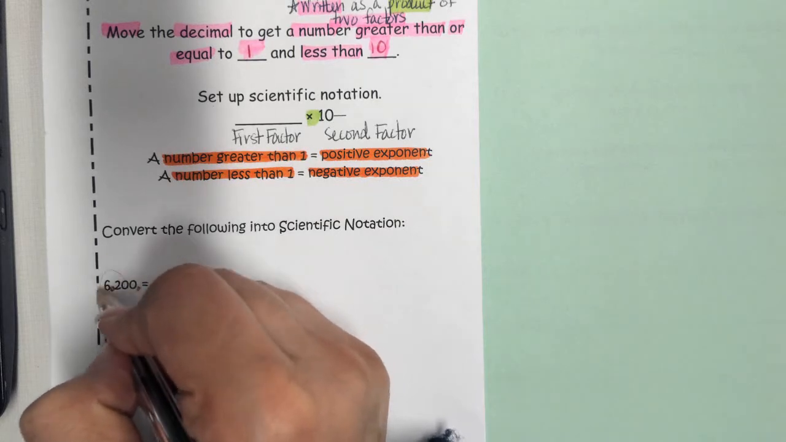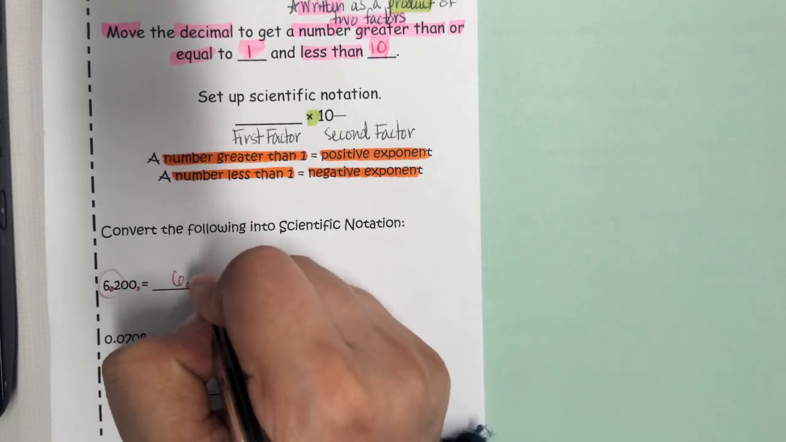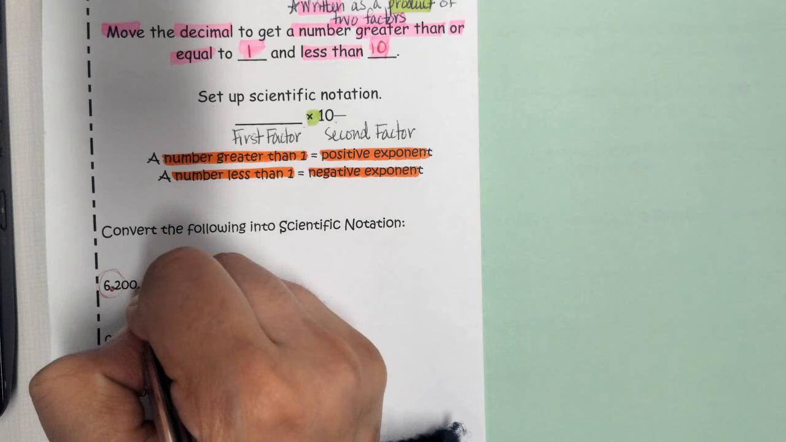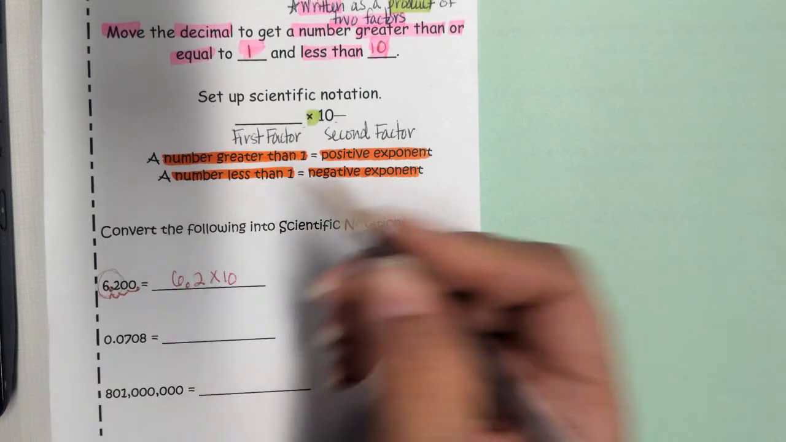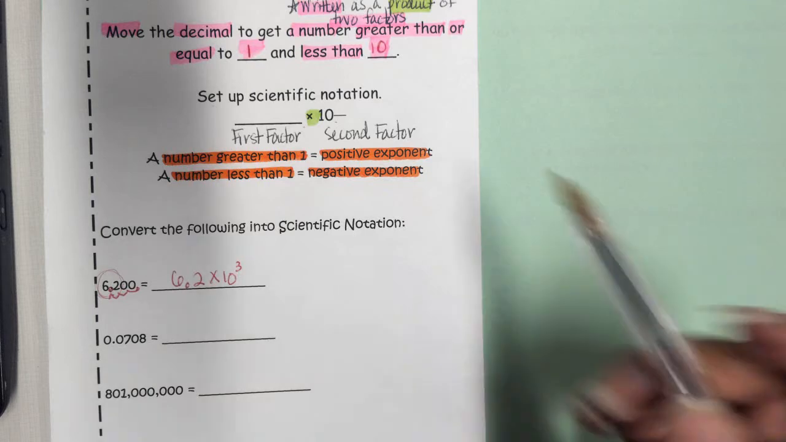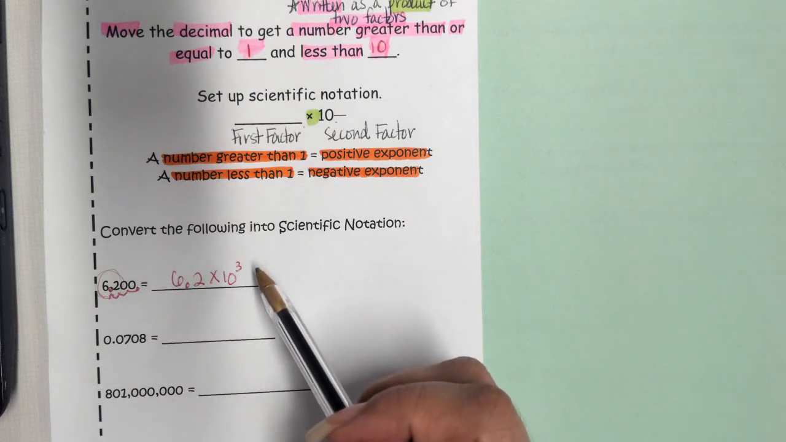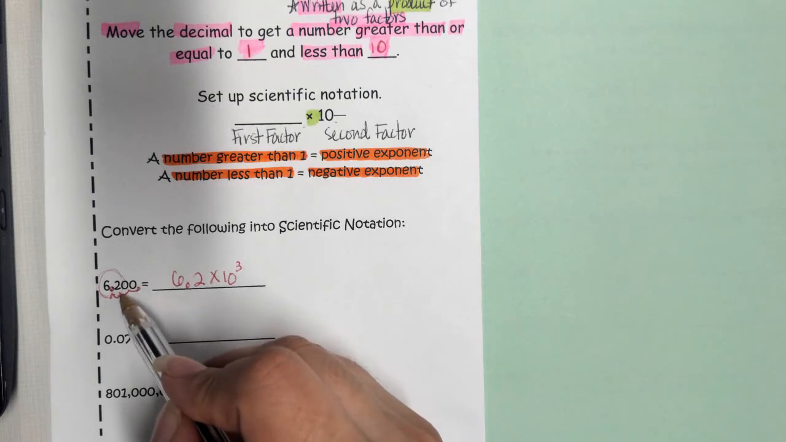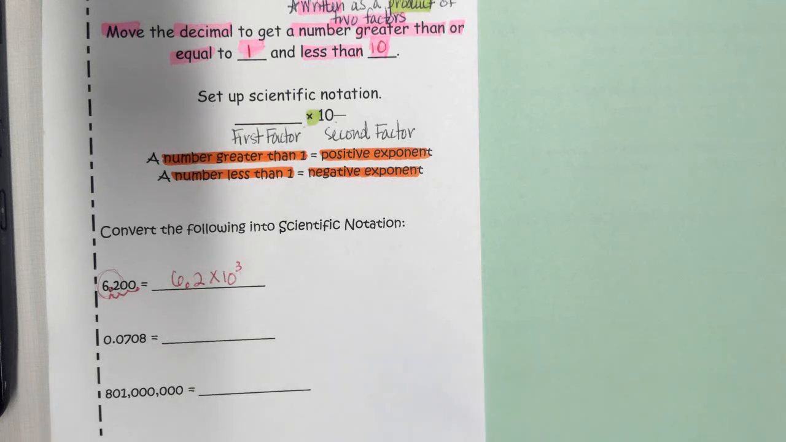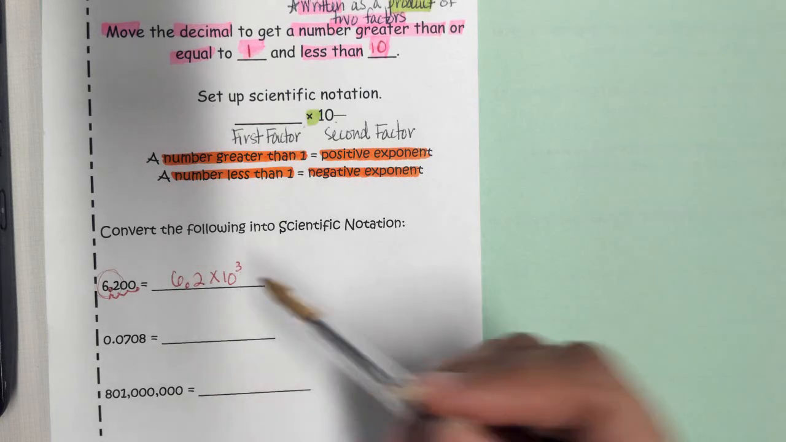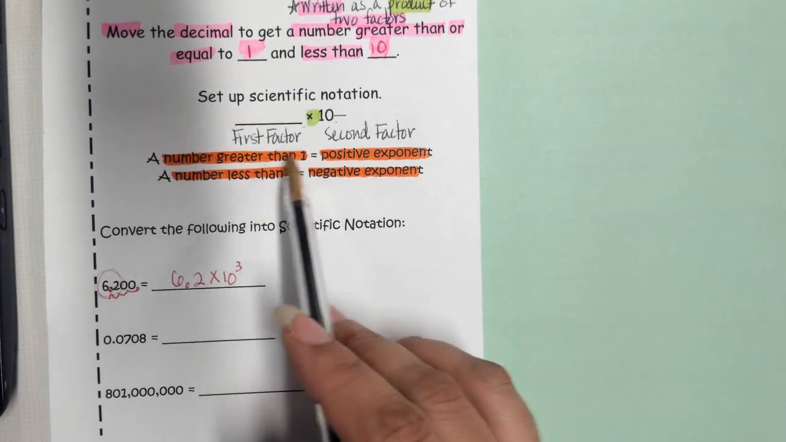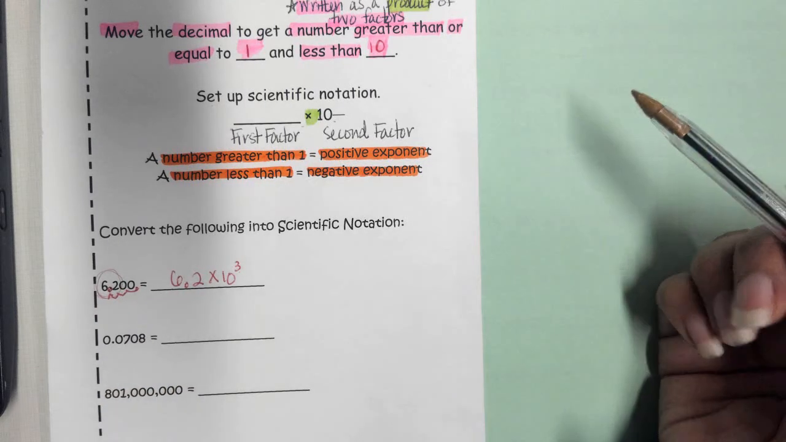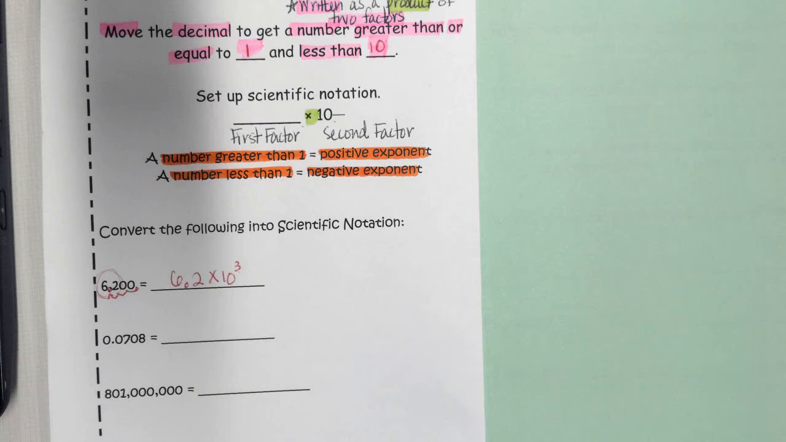So my first factor would be 6.2 times 10. How many times did I move the decimal? 3. I moved it 3 times. Okay? When multiplying by a power of 10, the exponent tells you how many times to move the decimal. And I moved the decimal 3 times, so my exponent here would be a 3. Okay, the question is my exponent positive or is it negative? Well, a number greater than 1, and we had initially 6,200. That is a number greater than 1. Therefore, it's going to have a positive exponent.